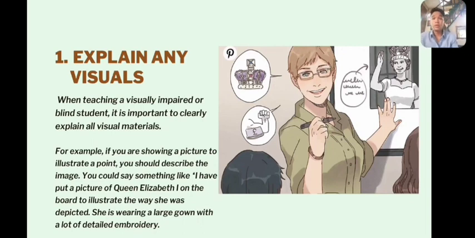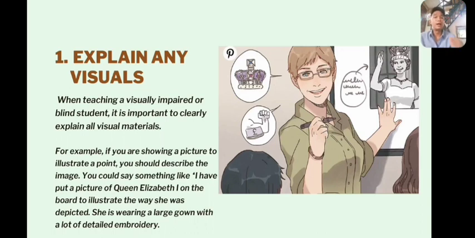Number one thing we should do is to explain any visuals. When teaching a visually impaired or blind student, it is important to clearly explain all visual materials. For example, if you are showing a picture to illustrate a point, you should describe the image. You could say something like, "I have put a picture of Queen Elizabeth I or Jose Rizal on the board to illustrate the way she was depicted.